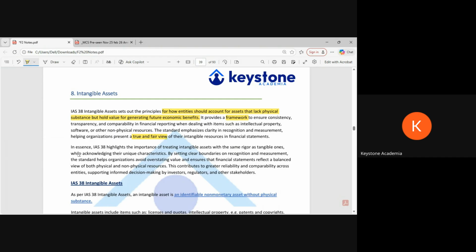in their financial statements. IAS 38 highlights the importance of treating intangible assets with the same rigor as tangible, while acknowledging their unique characteristics by setting clear boundaries on recognition and measurement. The standard helps organizations avoid overstating value, and ensures that financial statements reflect a balanced view of both physical and non-physical resources.